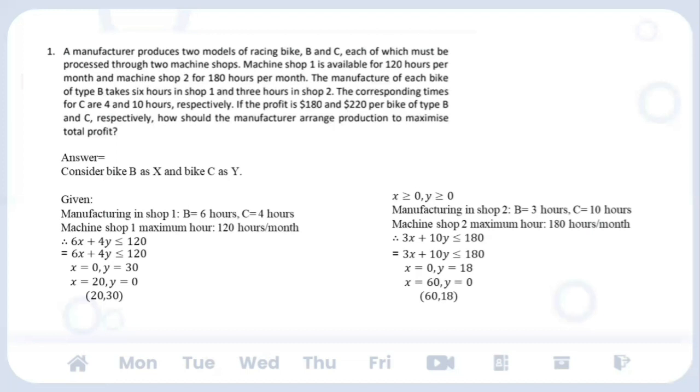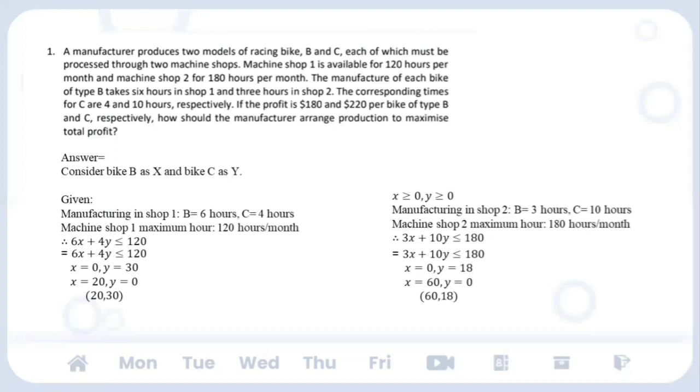On shop 2, manufacturing of bike B takes 3 hours and bike C takes 10 hours, and the maximum is 180 hours. We have the constraint 3x plus 10y less than or equal to 180. If x is 0, then 10y is equal to 180, or y equals 18.